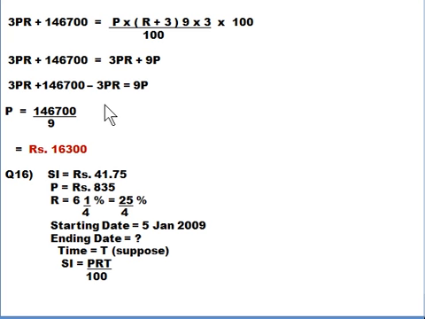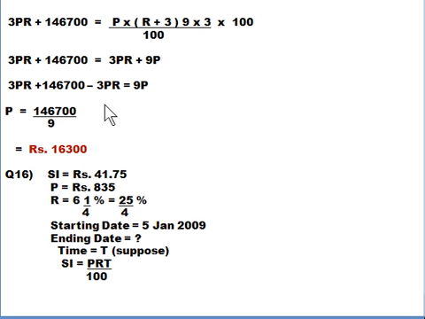Moving ahead with question number 16. They are saying rupees 41.75 was paid as the interest on rupees 835 at 6 1/4% per annum. So everything is given.